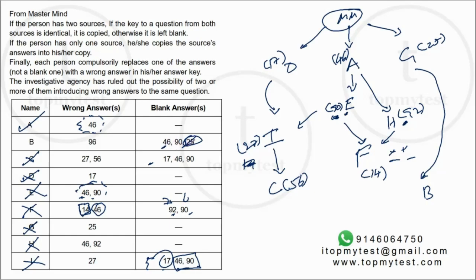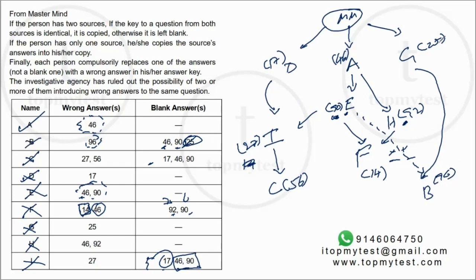Which others are not matching? 46 and 90. Who has 46 and 90 wrong? E. E has 46 and 90 wrong, right? So that will transmit through to B. So when B compares 46 and 90 with G's answer key, those will not match. So we'll have to leave it blank. When he compares 25 with E's answer key, that will not match. He will have to leave that blank. And then B introduces one more of his own wrong answers, which is 96. So we can clearly say B took it from E.